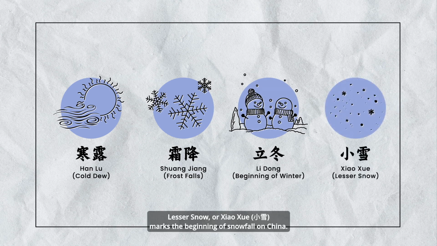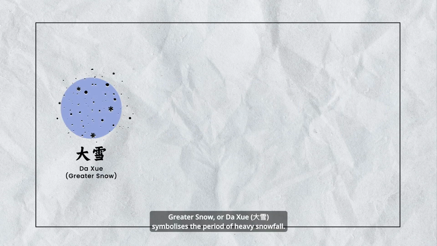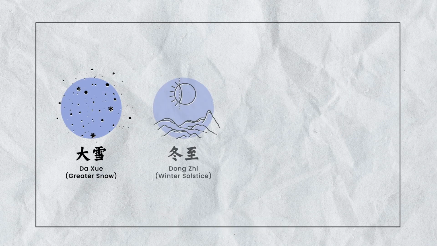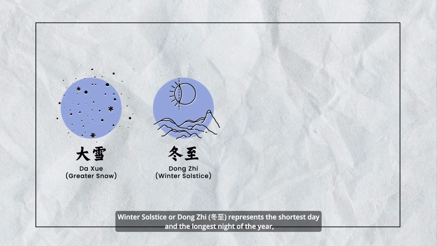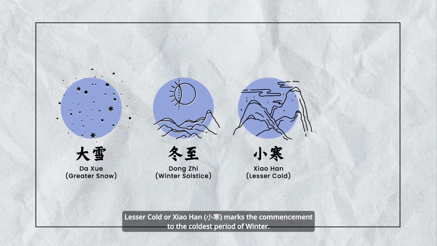Lesser snow, or Xiaoxue, marks the beginning of snowfall in China. Greater snow, or Daxue, symbolizes the period of heavy snowfall. Winter solstice, or Dongzhi, represents the shortest day and the longest night of the year, marking the peak of the winter season. Lesser cold, or Xiaohan, marks the commencement of the coldest period of winter.